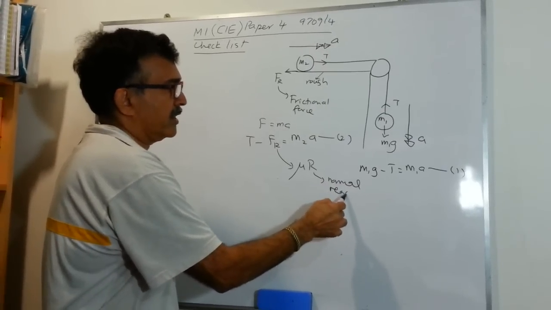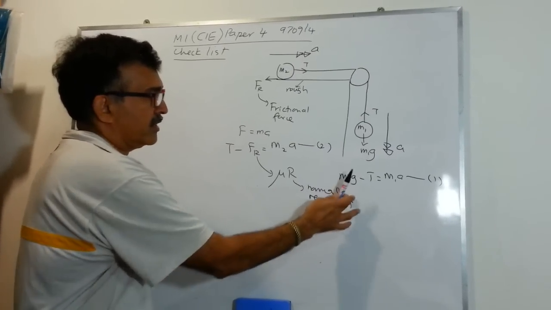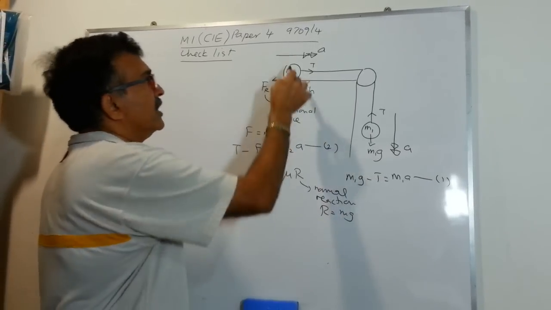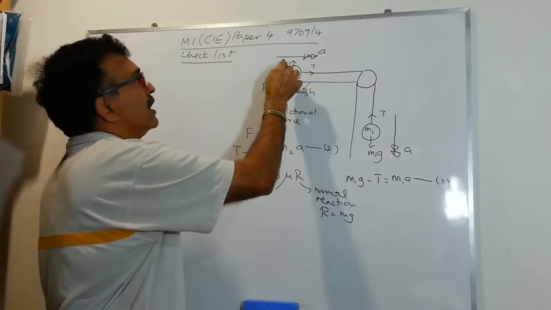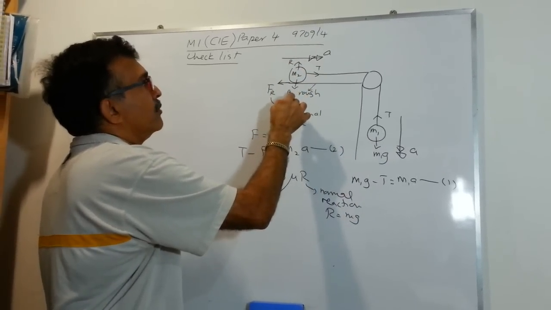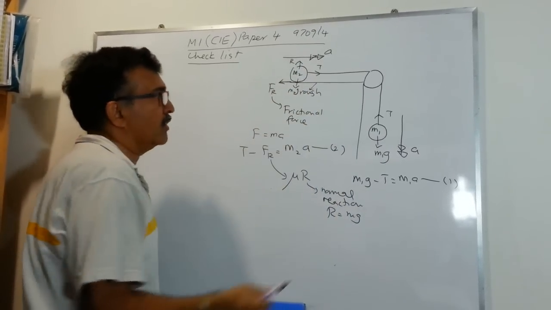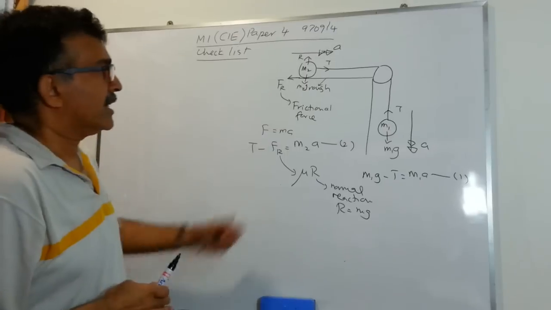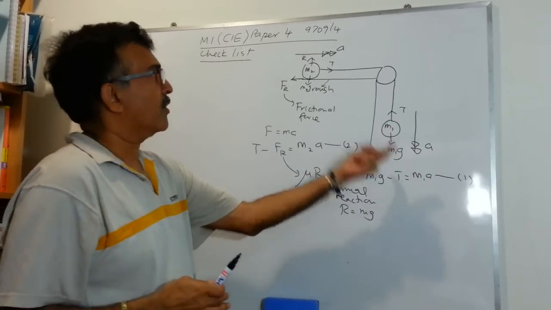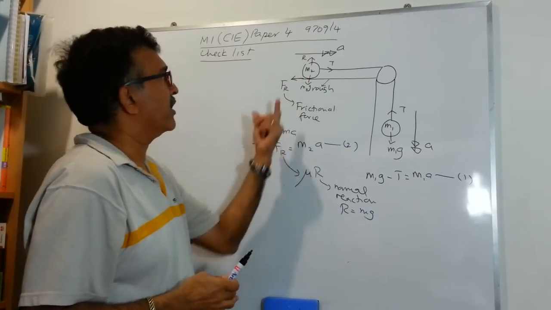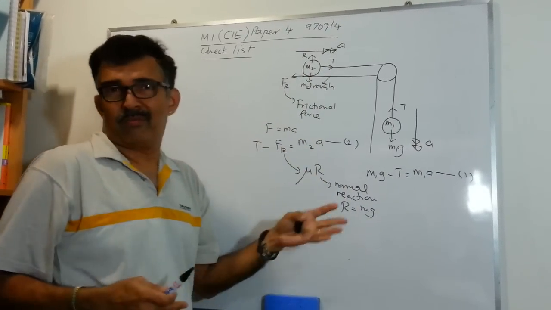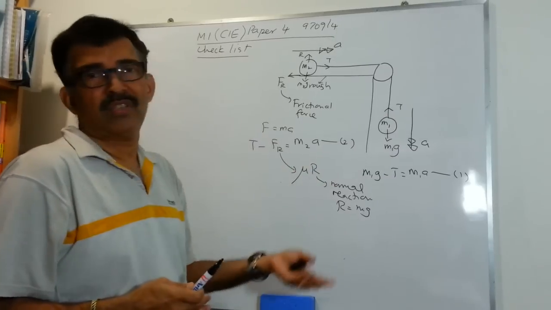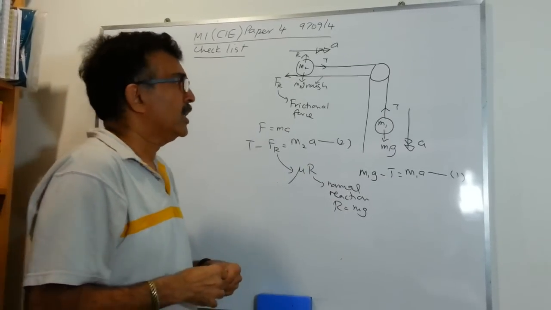In cases like this, R is given as mg. So R is the normal reaction, and this is your m2g. I just wrote the general formula for R, which is given as mg in this case. So write two equations: T minus Fr equals m2a. They would have given you quite a bit of the information. Just solve for these things, and we are done.